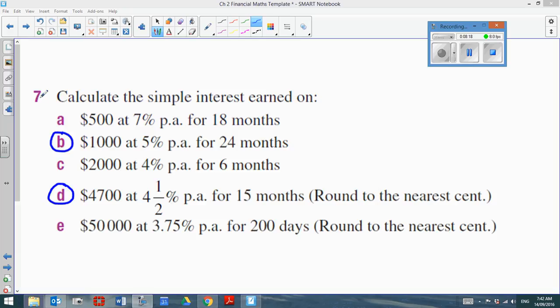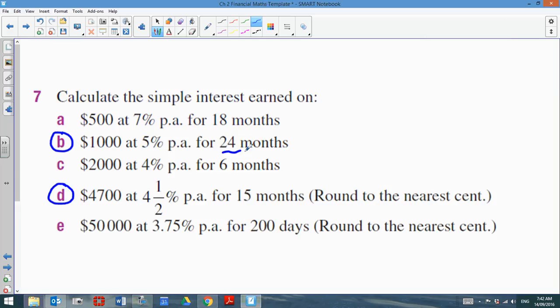All right, so for number 7, calculate the simple interest earned when you put $1,000 in at 5% per year, but it's for 24 months. So remember, this is in months, this is 5% per year. So we need to change these so that they match, either both in years or both in months.